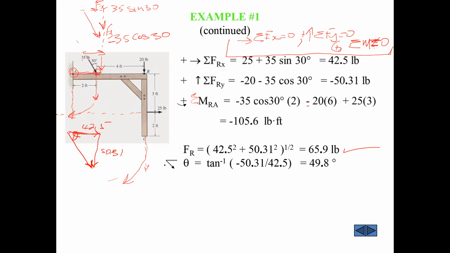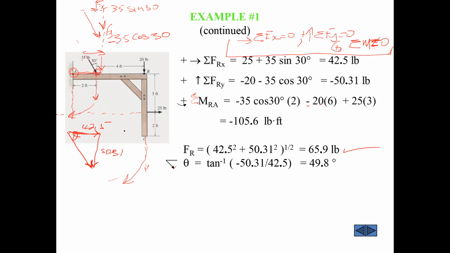Can you see the diagram you have here? So we're showing that the resultant is going in that direction. And from that you apply tan. Now tan is opposite divided by the adjacent. So it is going to be 50.31 divided by 42.5, and you will get 49.8 as the angle where that resultant force is going to act. Somewhere along this frame, along AB here, it will act.